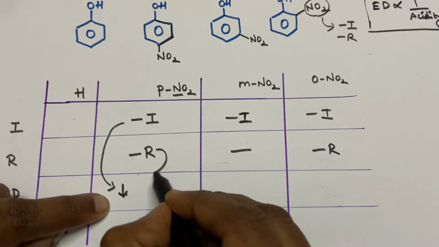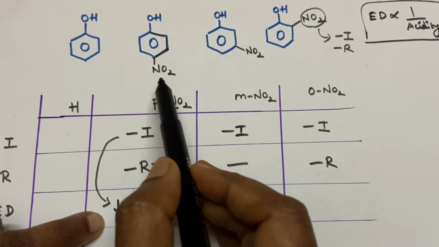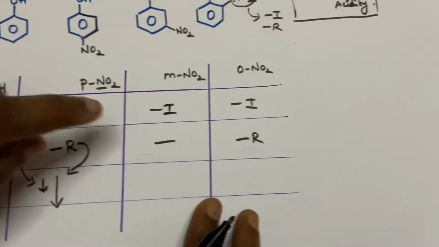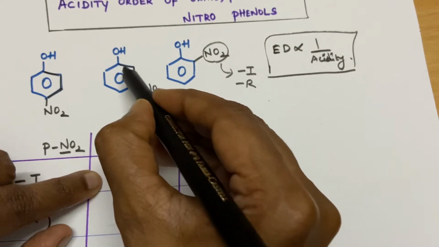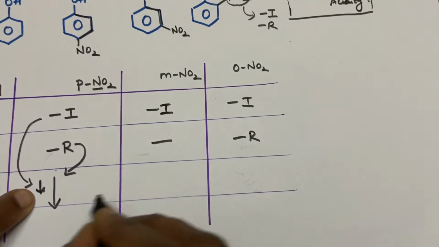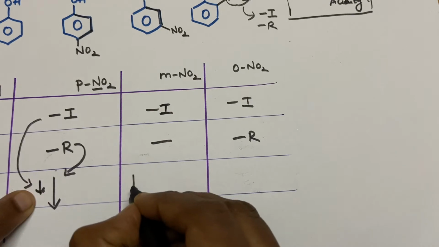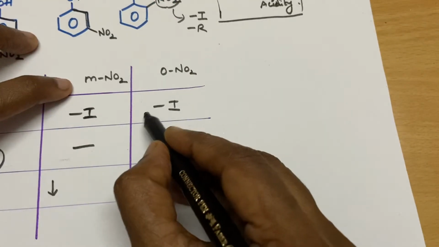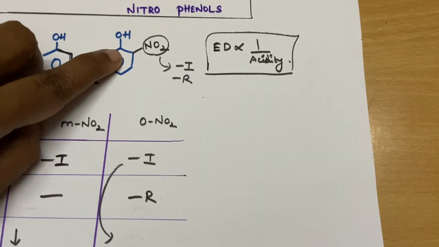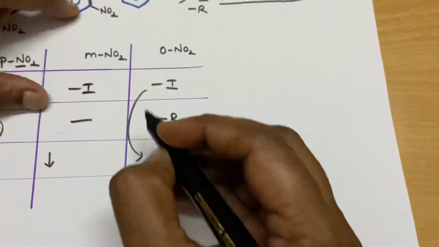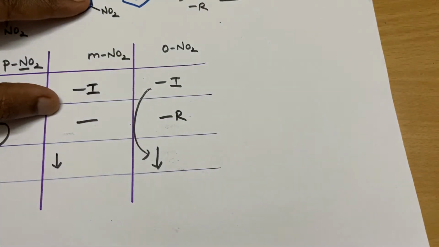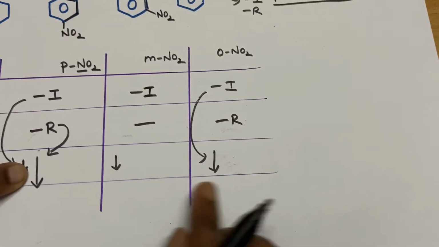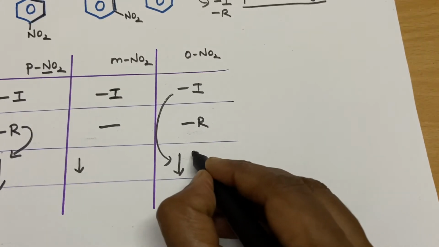And due to the minus R effect, it is a very powerful electron withdrawing group. The electron density is going to decrease so much. In the meta position, the minus I effect is 2 bonds away, so it must be greater than the para, which is 3 bonds away. In the ortho position the effect must be very much more, because it is only 1 bond away, and due to this the electron density is going to decrease. The minus R effect in ortho and para positions will be of the same magnitude. Please remember that. So I am going to write the same arrow mark.